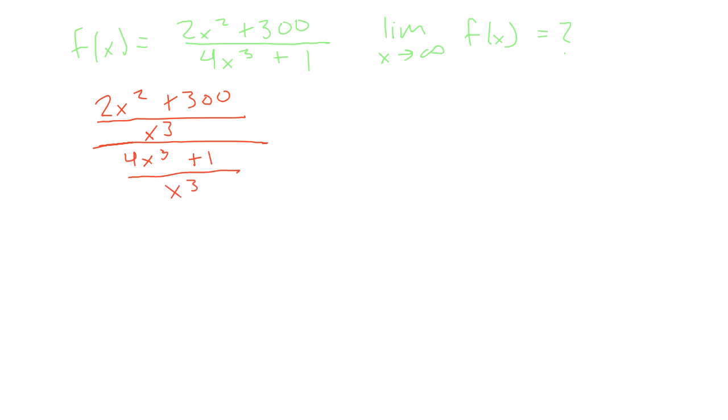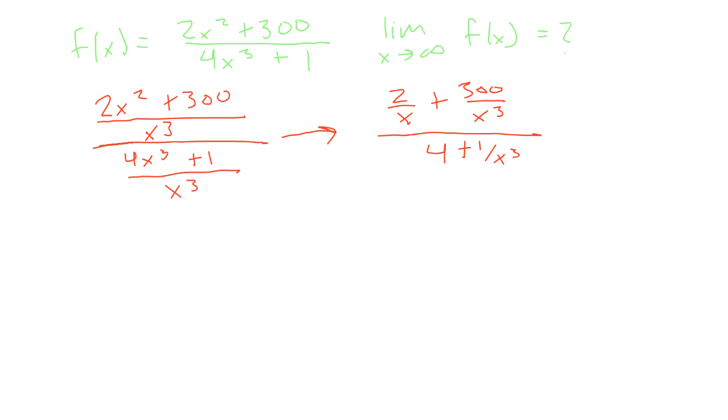So we can move this and clean this up to where we're left with 2 over x plus 300 over x cubed, all over 4 plus 1 over x cubed. The next thing we're going to do is go on to step 2 and take the limit of our numerator and denominator separately.